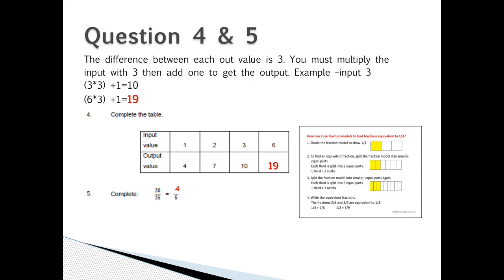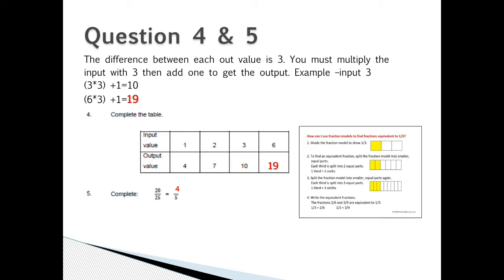The difference between each of the values is 3. You must multiply the input with 3, then add 1 to get your output. So your example is 3 times 3 plus 1 is 10. 6 times 3 plus 1 is 19. So you can complete your table with the number 19.